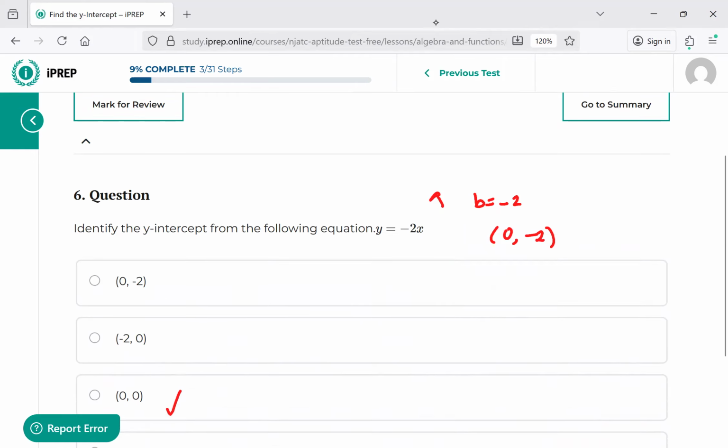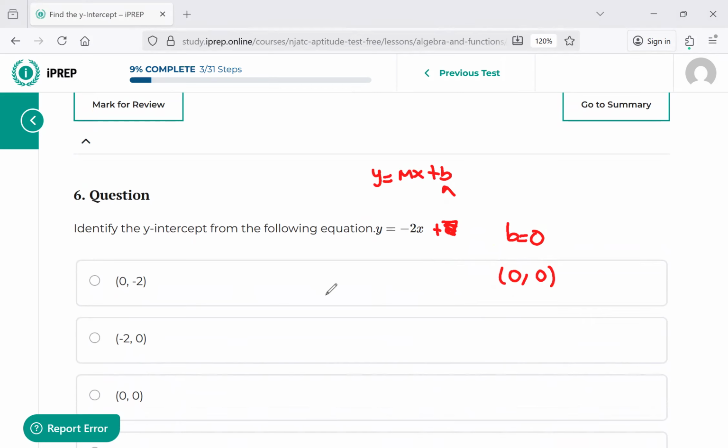This one, identify the y-intercept from the equation y equals negative 2x. It is in the form of y equals mx plus b, but what don't you see? There's no constant. There's just a negative 2x, right? There's no plus b, right? There's no plus 7 or so. What that means is if you have no number, your b is automatically 0. So in our case, our y-intercept is (0, 0), meaning it goes through the origin.